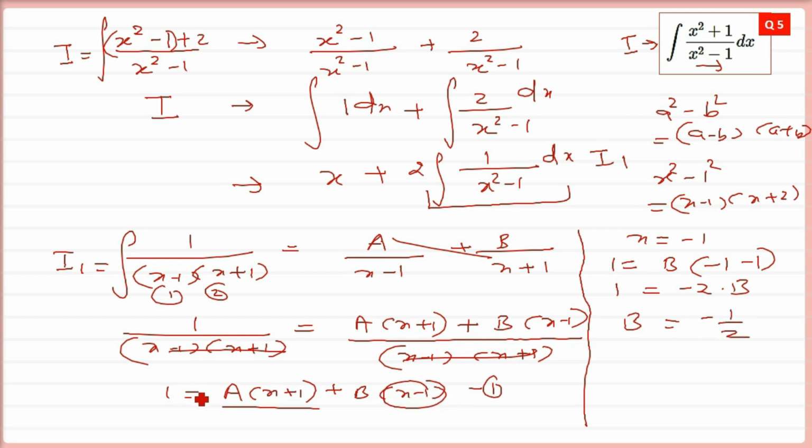When we place x equals 1, this B term, that is 1 minus 1, will be 0. So the B term will become 0. From here you will get A. So 1 will be equal to A into, I am putting x as 1 here, so 1 plus 1. So A will be equal to half. A and B we got. So in this place A, we are going to replace it by half. B will be replaced by negative half.